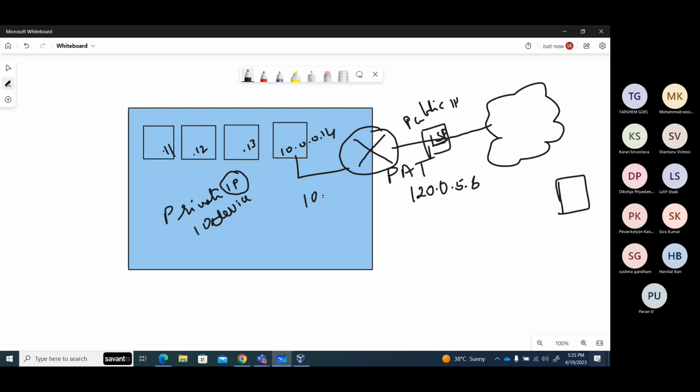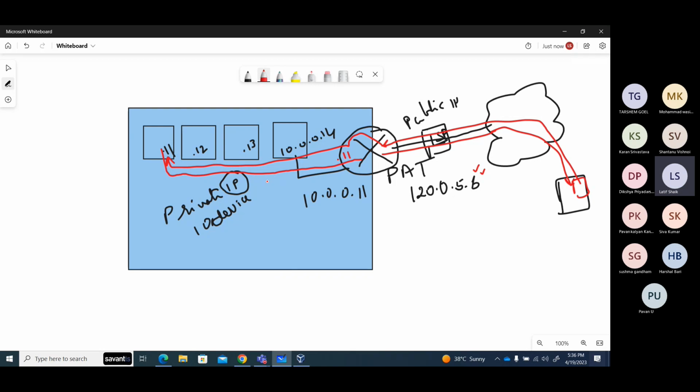So when I send a packet from 10.0.0.11, it goes with this public IP only. For example, you are sending a request to google.com. It goes up to here with this packet and goes out with this public IP address. It reaches the destination. The destination gives a reply. The reply comes to your public IP only. Again, it is translated and you receive it. But there is a problem. For one device, one public IP. But I have 4 devices, so I need 4 public IP addresses. So this is the second device.